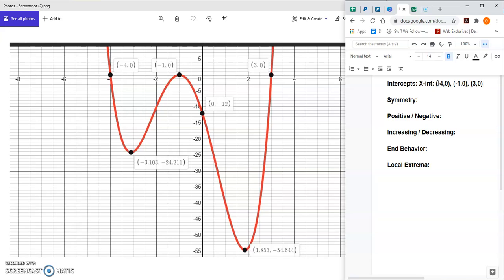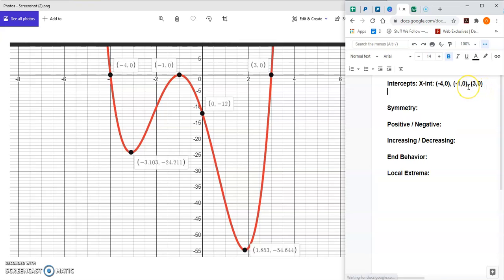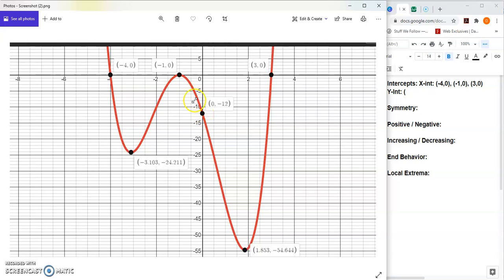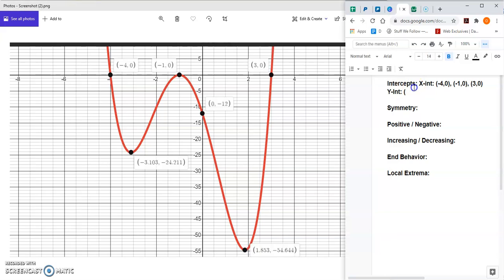Pause the video, see if you can find the y-intercept. Okay, so for the y-intercept, it turns out there's just one of them, and that's going to be right here at (0, -12). That's where that curve, the graph itself, the red, crosses the y-axis, (0, -12). So there's my x and y intercepts.